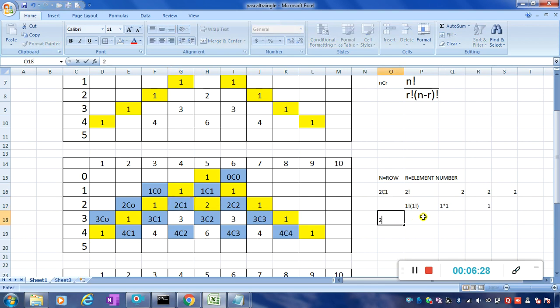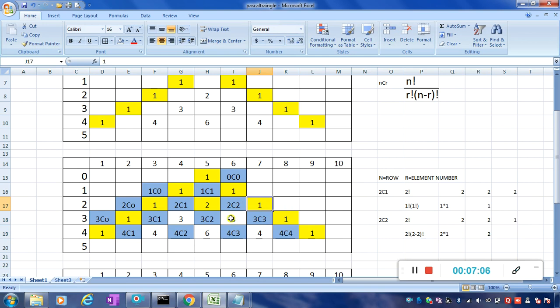Now we will see 2C2. Now what is 2C2? 2 factorial upon 2 factorial and 2 minus 2 factorial. So 2 factorial is 2, 2 factorial is again 2, 2 minus 2 is 0, that is 0 factorial, which is 1. So this is 2 upon 2, and the answer is 1. So 2C2, we got the answer as 1.